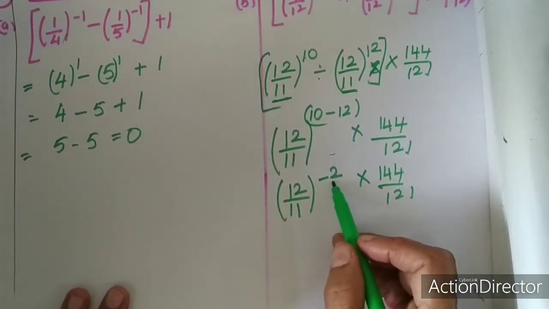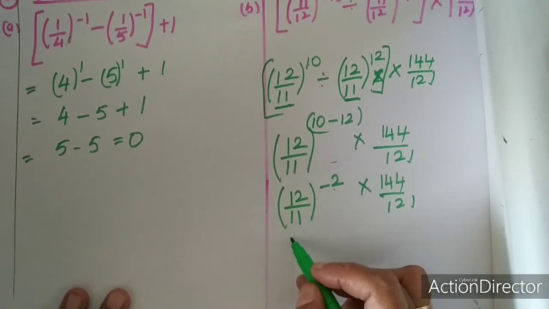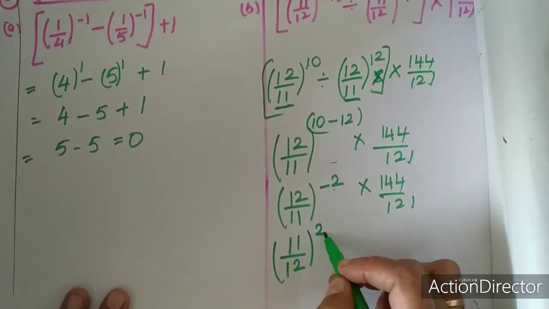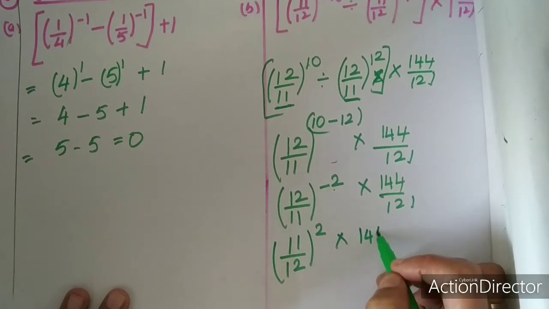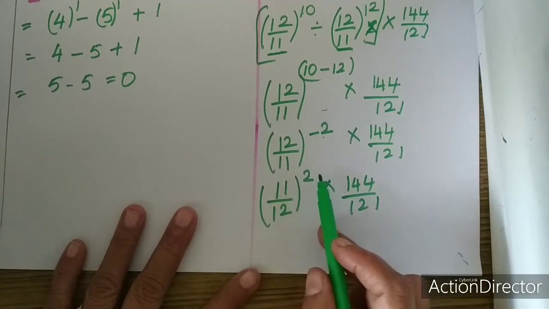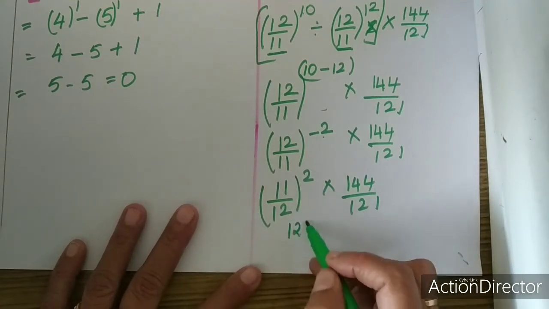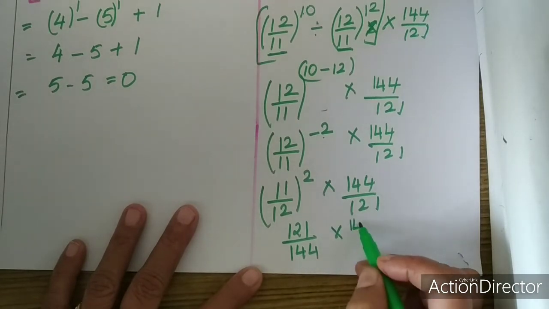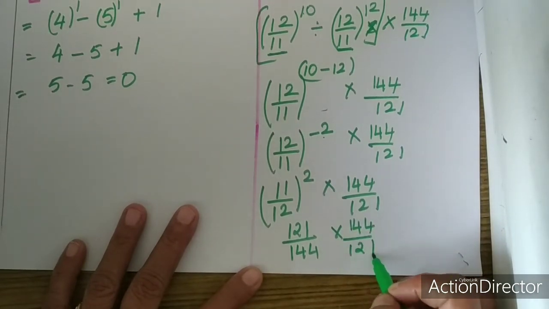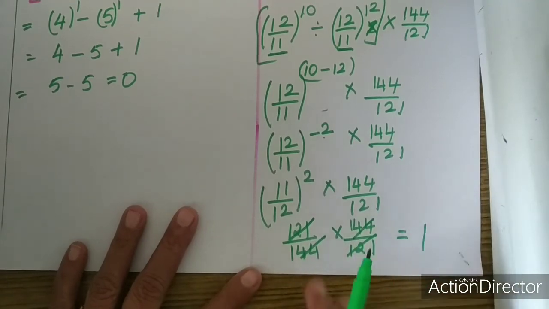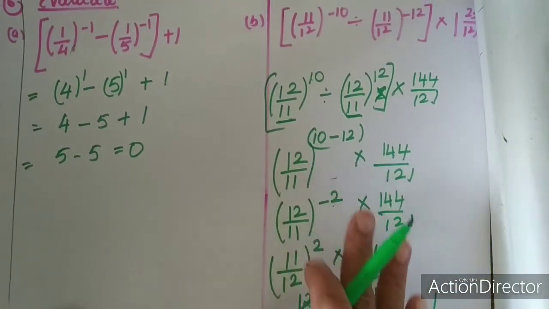So this is a negative power, make it positive. So this is equal to (11 upon 12) whole raised to the power of 2 into 144 upon 121. So 11 square is 121 and 12 square is 144. So into 144 upon 121, getting it cancelled, I am getting the answer as 1. So you do it slowly, you will get the answer.